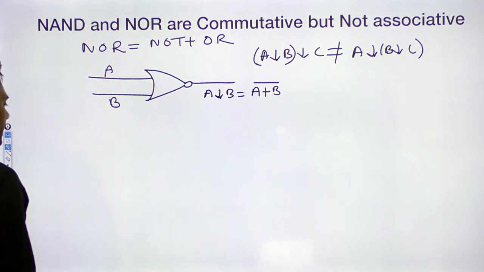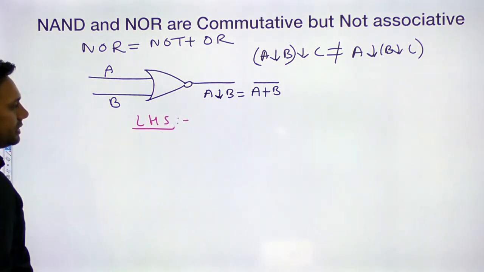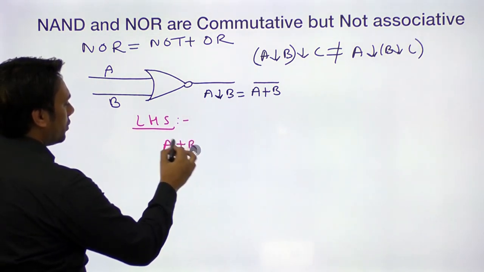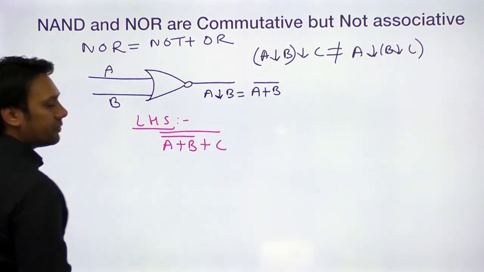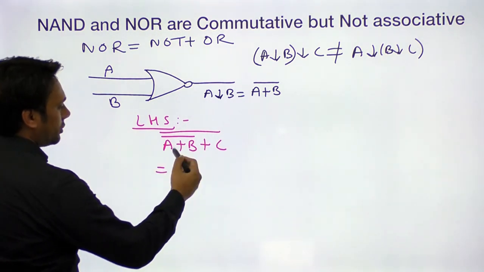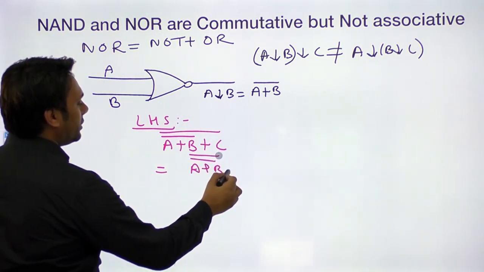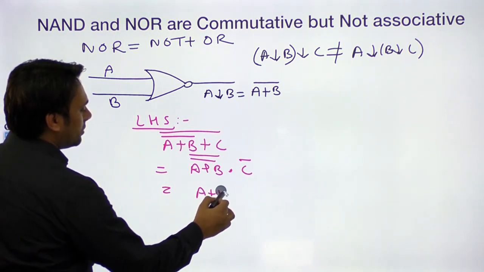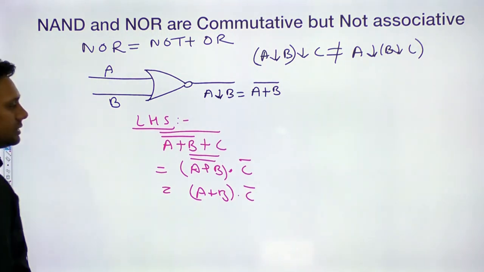Let me prove it. So I can take the left hand side here. The left hand side is something like this, that we are going to have (A plus B) whole complement plus C, whole complement, because I have to convert this with the help of an OR gate. Then you can apply De Morgan's law. So this is (A plus B) complement complement dot C complement, which is equal to (A plus B) dot C complementation. This is the left hand side.